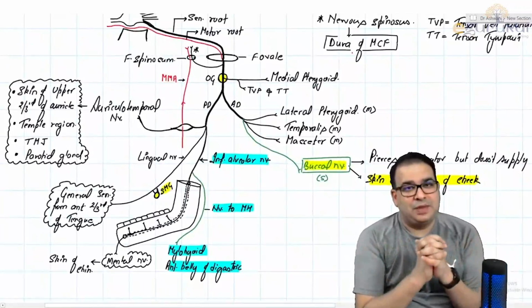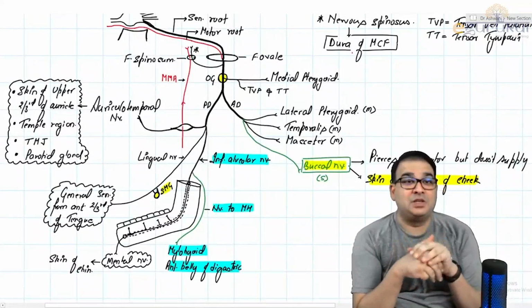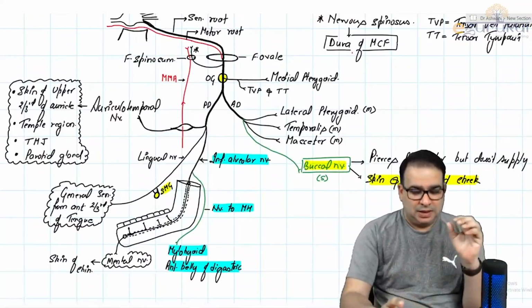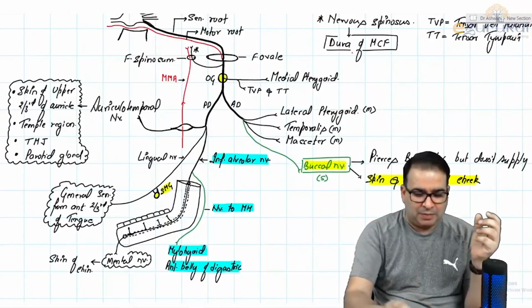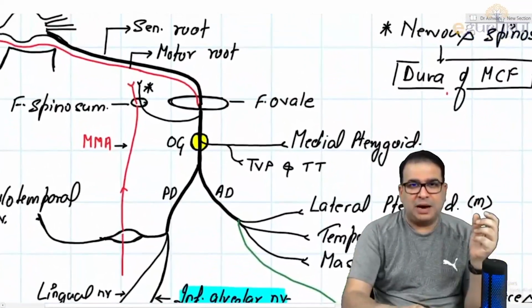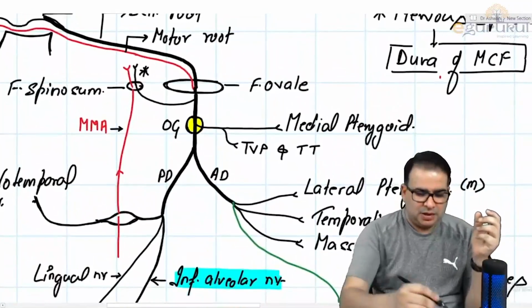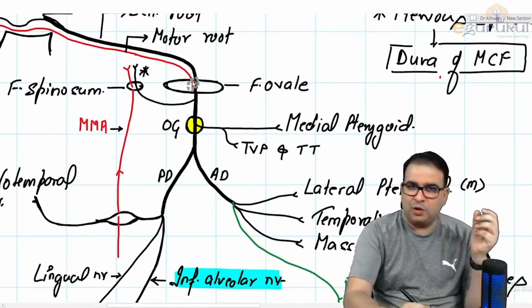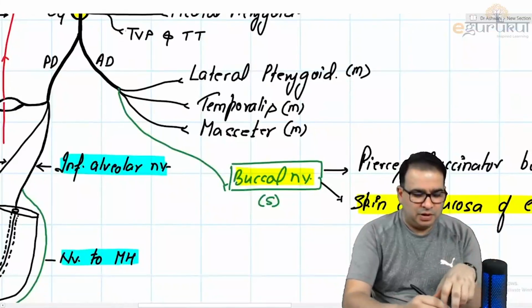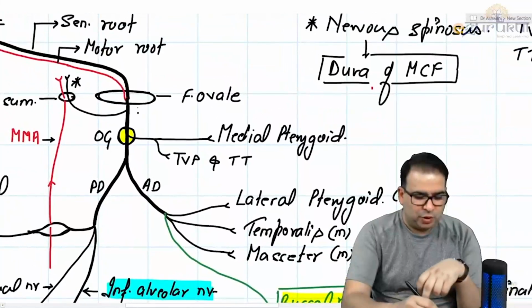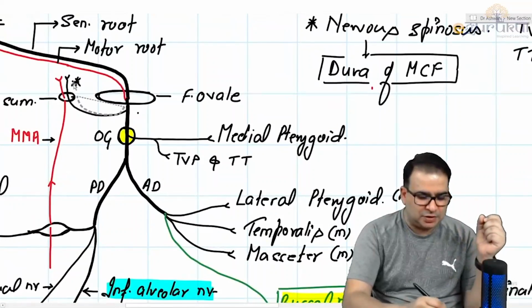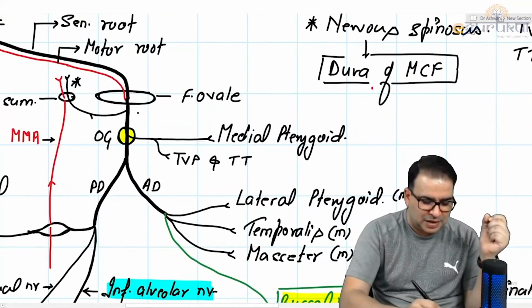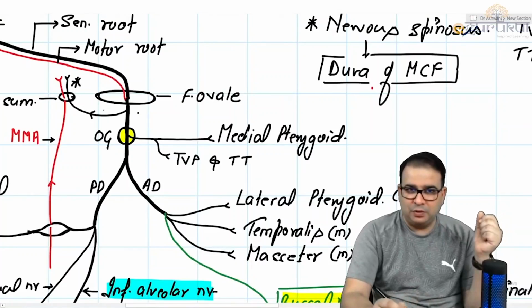Now it's time that we should be able to identify these branches on the picture also. Okay, let me have a very quick recap before we go in there. We said the trunk of the mandibular nerve has a sensory root and motor root. Both are uniting at the level of the foramen ovale. The trunk gives off nervus spinosus, which goes back and supplies the dura mater of the middle cranial fossa.